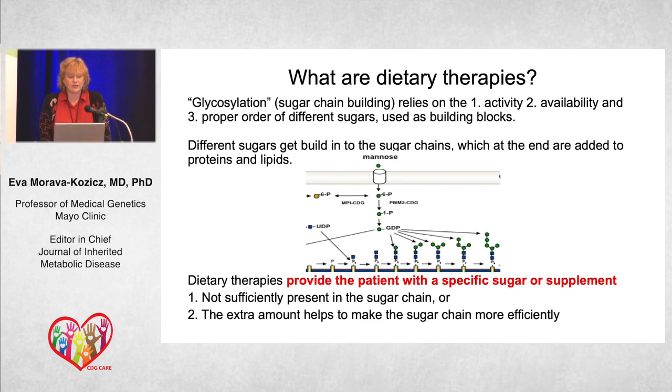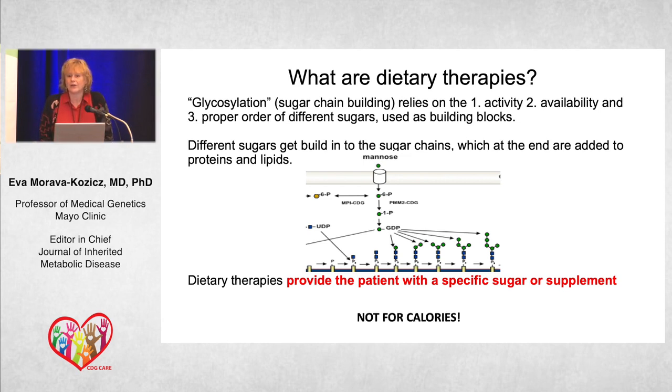So the indication is either the sugar is not present in a sufficient amount in the sugar chain, or somehow adding the extra sugar would increase the activity of sugar chain production. So when we are giving sugar supplement therapies, it's not for the calories. We are giving building blocks or metabolic tricks which could help glycosylation.